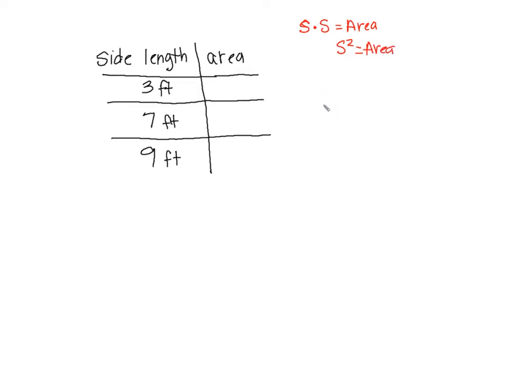So we're going to take the equation, and 3 times 3, or 3 squared, the area would be 9 feet squared. 7, if I put it in here, 7 times 7, or 7 squared, which would be 49 feet squared. 9 times 9, or 9 squared, 81 feet squared. So I've completed the chart. I need to identify the independent and the dependent. The independent is always in the problem, so that would be the side, and the dependent is the area.